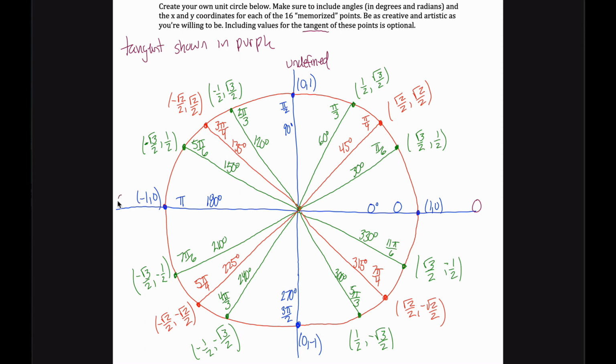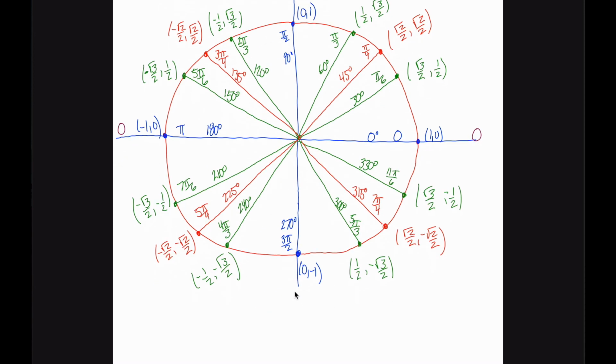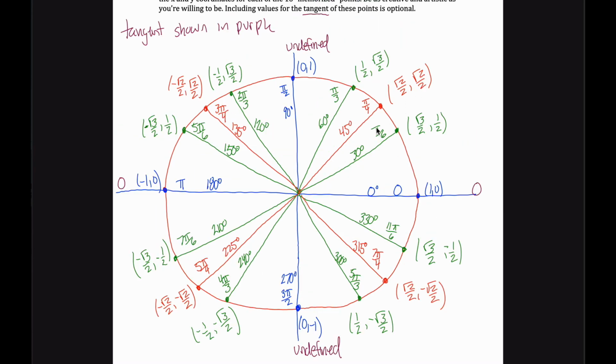Same logic gives me a 0 over here, because 0 divided by -1 is 0, or the slope of a horizontal line is 0, and undefined down here, because -1 divided by 0 is undefined, or this vertical line has an undefined slope. Okay, what about the points in red?